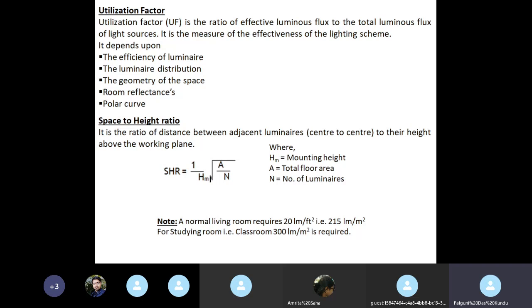A normal living room requires 20 lumen per square feet, that is 215 lumen per square meter. For a studying room, that means a classroom, it requires 300 lumen per square meter.